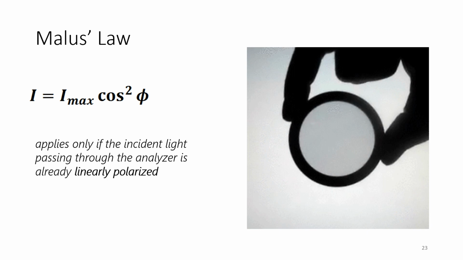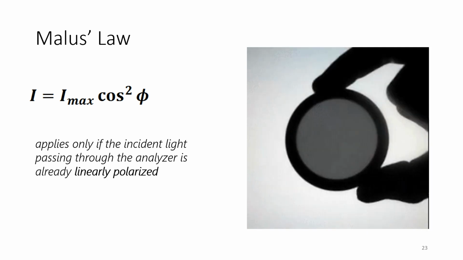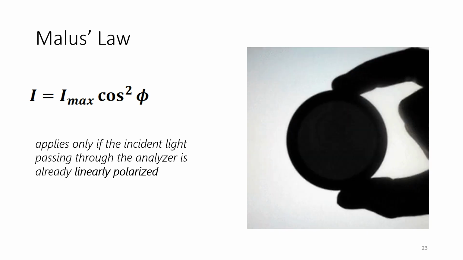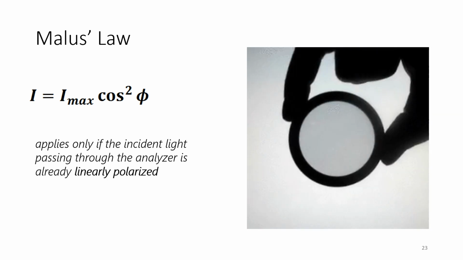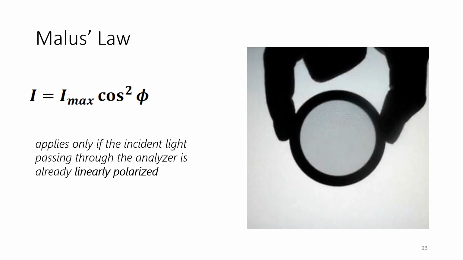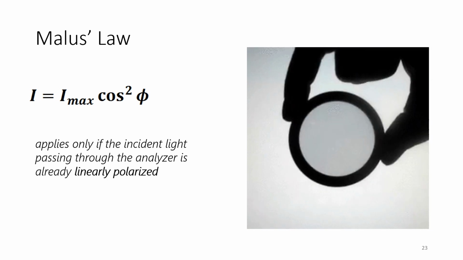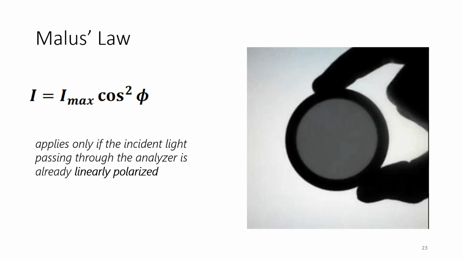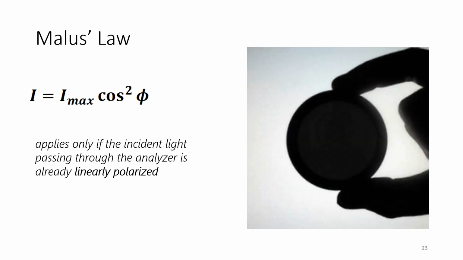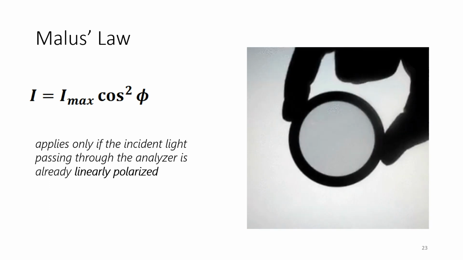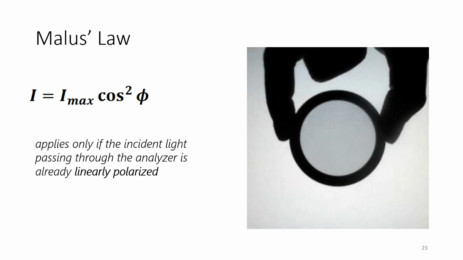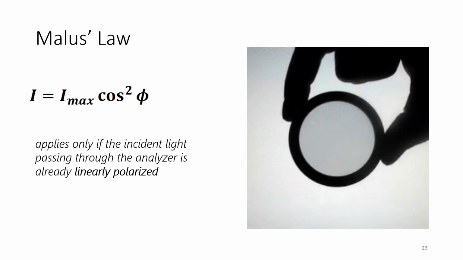Here's an example of an analyzer being rotated so its polarization axis will change, effectively changing phi. There is already one polarizer behind the lens, so notice that the light through the polarizer is already a bit darker than the rest of the image's background. This is due to the first polarizer cutting the intensity of the light by half, and allowing the light coming to the analyzer to be already linearly polarized.